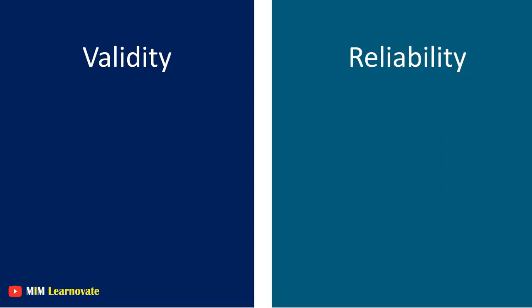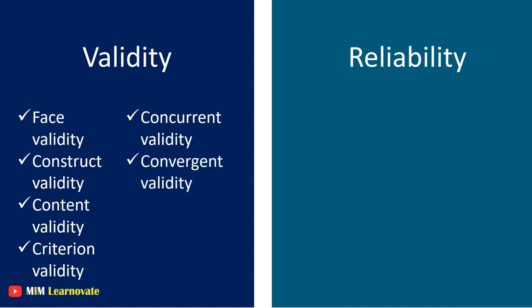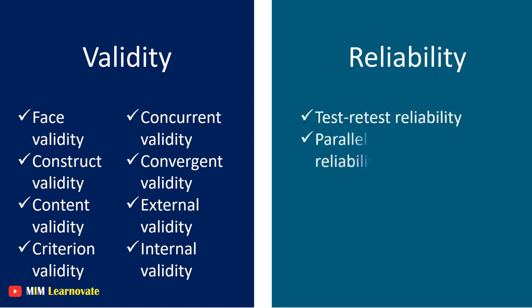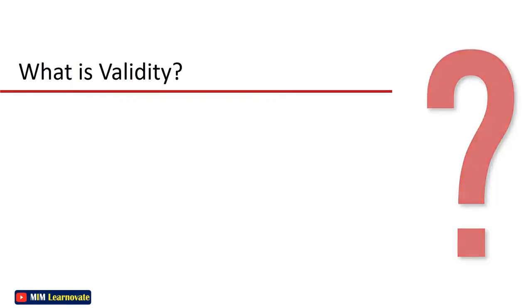Examples of different types of validity are face validity, construct validity, content validity, criterion validity, concurrent validity, convergent validity, external validity, and internal validity. Examples of different types of reliability are test-retest reliability, parallel forms reliability, inter-rater reliability, internal reliability, and external reliability.